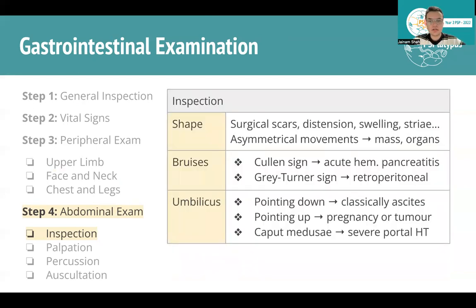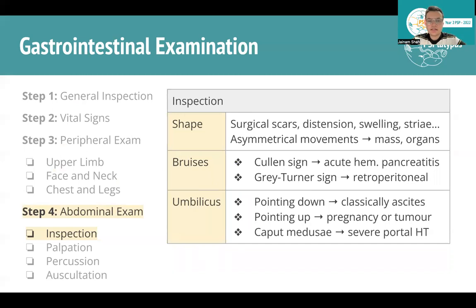What do they represent though? Both of them are hemorrhages, but in Cullen's sign, we're really thinking about some sort of acute hemorrhage of the pancreas. And then in Gray-Turner's sign, because it's around the sides, we're thinking about some sort of hemorrhage in the retroperitoneum, which is kind of going backwards and then going around to the sides.